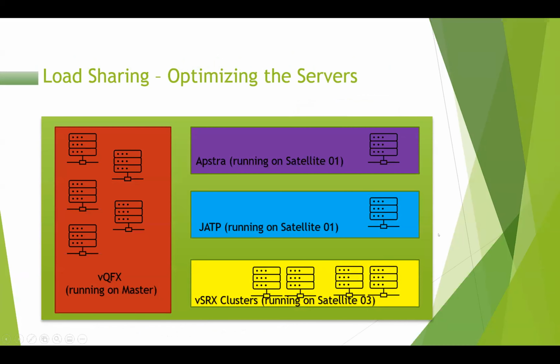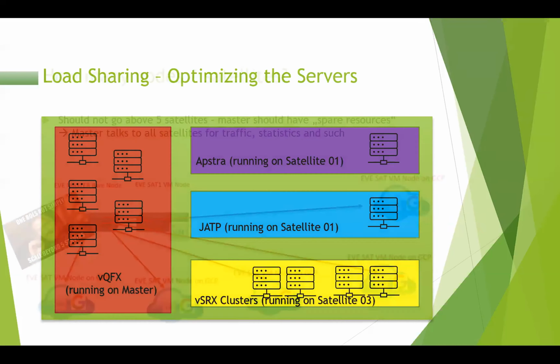As you can see, this is even more structured. So I said, okay, the JATP is on one satellite, the VSRX clusters are on a satellite, and the Abstra is running on a satellite, and the VQFX fabric that I've created, the spine leaf topology, was running on the master. So you can really play around with it and have a look at the different options that your server vendor might bring. Some of them can easily be made more powerful, some of them are not. So always make sure to use everything to your advantage.